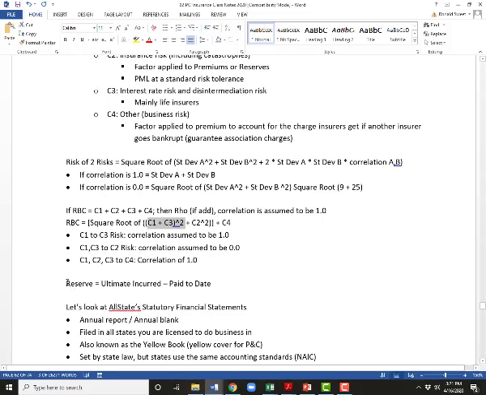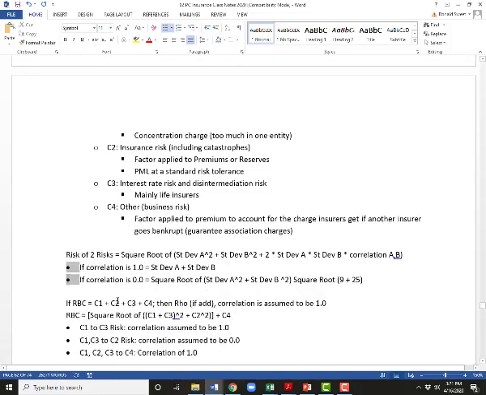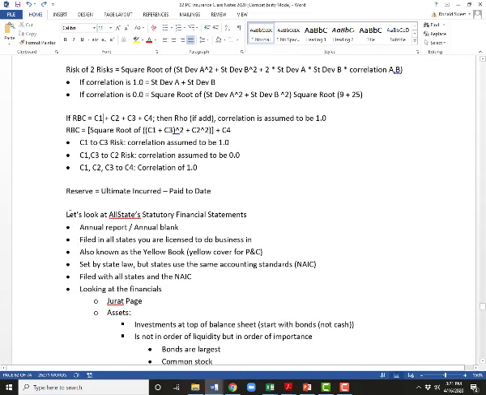And we already talked about the reserve. Already talked about the reserve, and we did that example of the ultimate you expect to pay out of Part 2 minus how much you paid to date out of Part 3. So what we're going to do is we're going to walk through Allstate's financial statements.